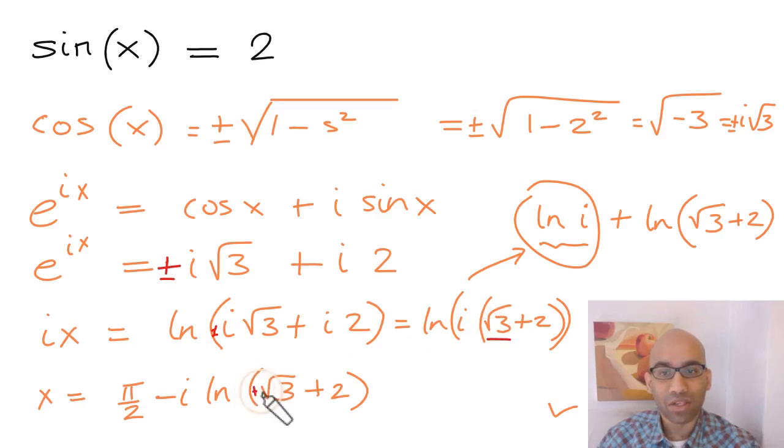And so your answer is going to be plus minus here. And so your answer is going to be pi divided by 2 minus i times log of plus minus square root of 3 plus 2.